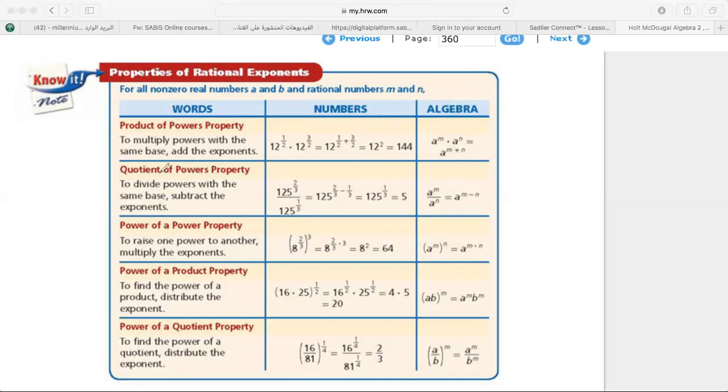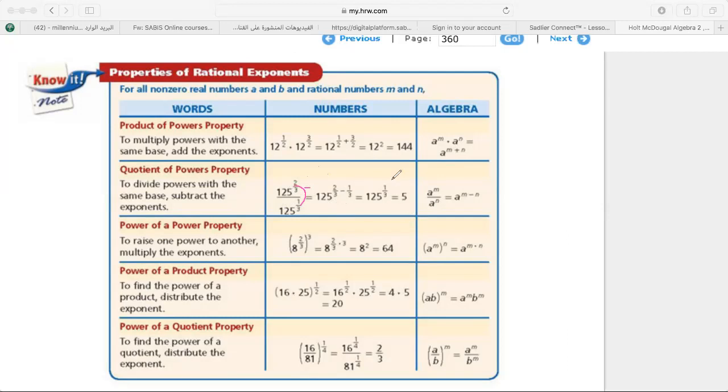Okay, quotient of powers property. To divide powers with the same base, subtract the exponents. I have the same bases here, dividing each other, so I will write 125 and I will subtract the two exponents, 2/3 minus 1/3, so it is 125 all to the power 1/3.